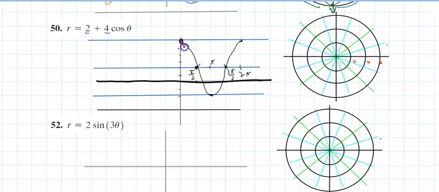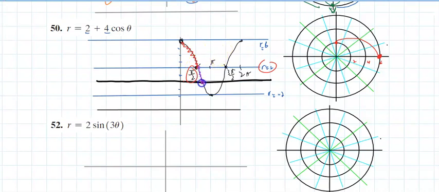That's simple. Decreases. By the time I hit pi over 2, so I start at 0, I forgot to label. We said this was r equal 2, r equal 6, and r equal negative 2. So at 0, I am at 6. Well, here I am. Decreases. By the time I hit pi over 2, r equal 2. Decreases.